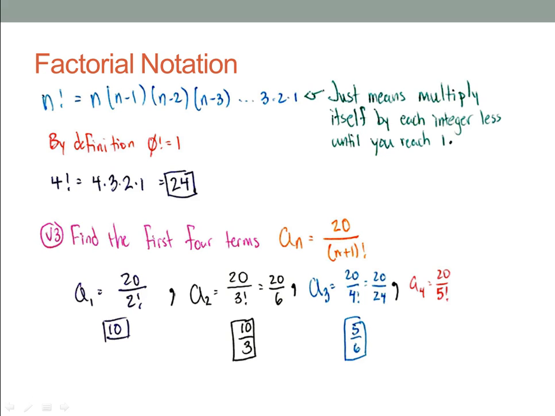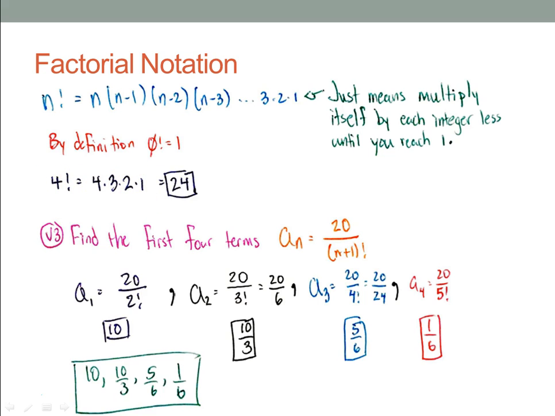And of course, for the fourth term, I have 20 over 5 factorial, and then I'm going to reduce it, and it just becomes 1/6. Excellent. So factorial just means multiply again by every integer 1 less than the starting one. So multiply 4 times 3 times 2 times 1 until I reach 1. All right, so how can I make this a little bit more interesting, as I see my first 4 terms in the box?